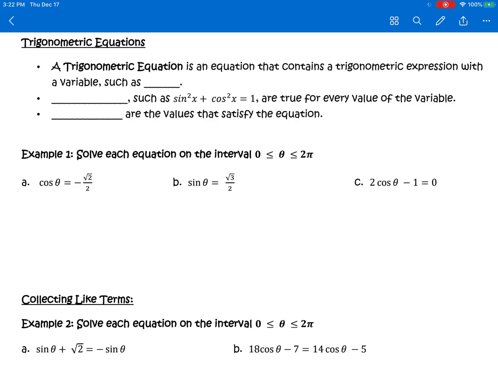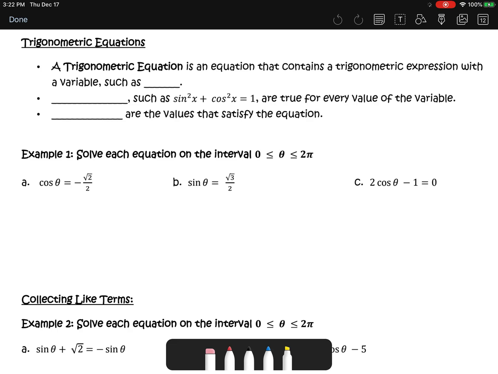Today's lesson is on trigonometric equations, and this is going to be a couple of day type of lesson. So we're going to start off with some notes here, and then we're going to solve some equations. So a trigonometric equation is an equation that contains a trigonometric expression with a variable such as theta.